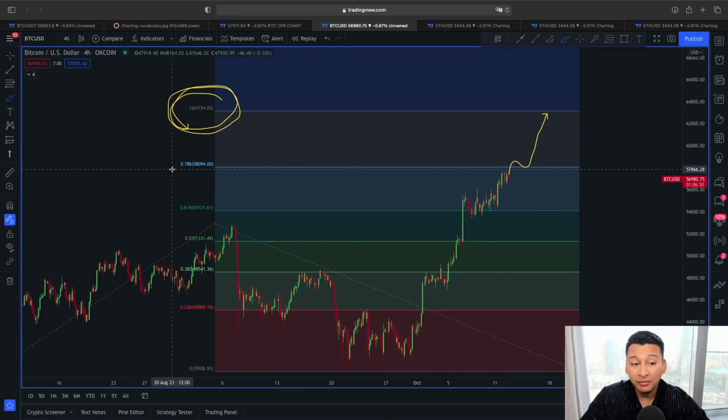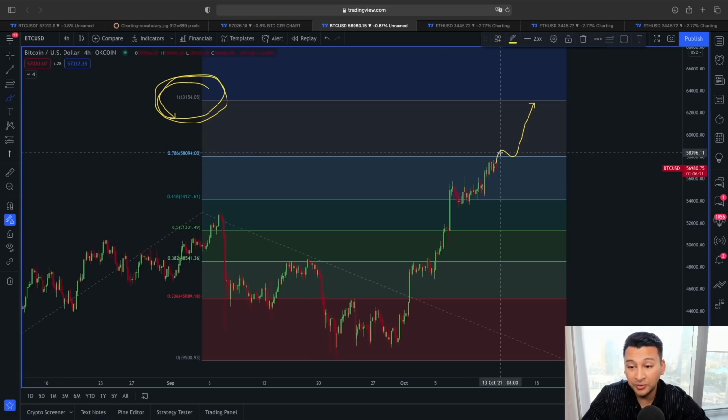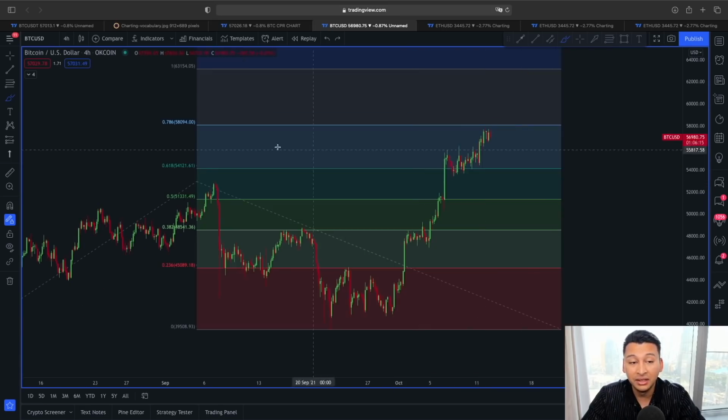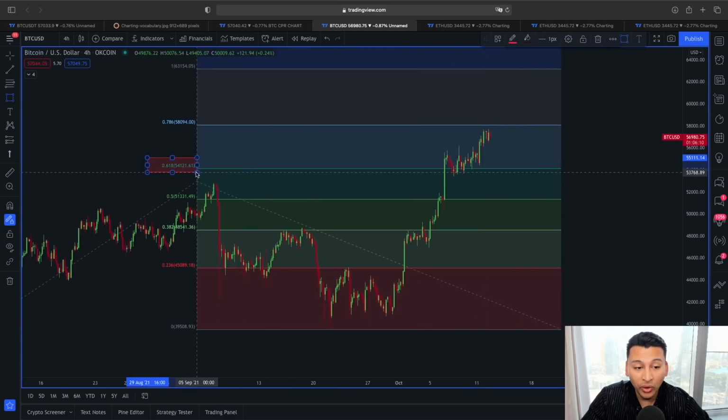If we flip this 58,000 resistance into support, then I am expecting the price of Bitcoin to head towards this 63,000 range. But if you do see strong rejection around this 58,000 and price also showing some sort of a weakness, then we are aware according to these Fibonacci extension lines, our support is lying around this 0.618, and the most important support lying between this 51 to 52,000 range.